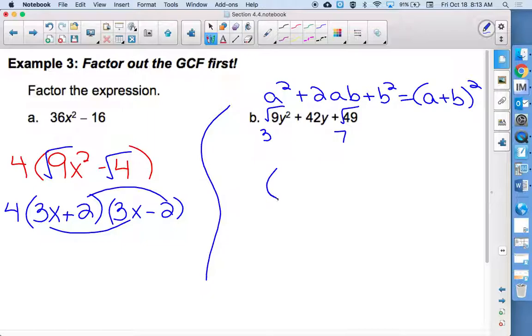So I can factor this as 3y plus 7, and then squared. And again, I get the 42 by multiplying 3 times 7 and then doubling that. That's what this little formula means. Take those two numbers, multiply them, and then double those two numbers. So that's the perfect square pattern. I'm going to just have that pattern written above for you. We can write the other one as well with a minus.